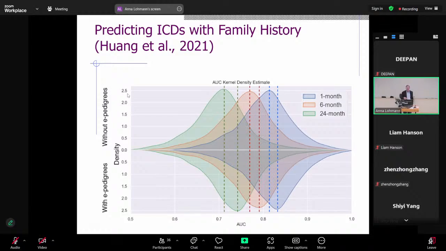We added just, did you have a relative with this event already? And then what degree of relative? And that gives you the shift you see here with significant improvements in AUCs.